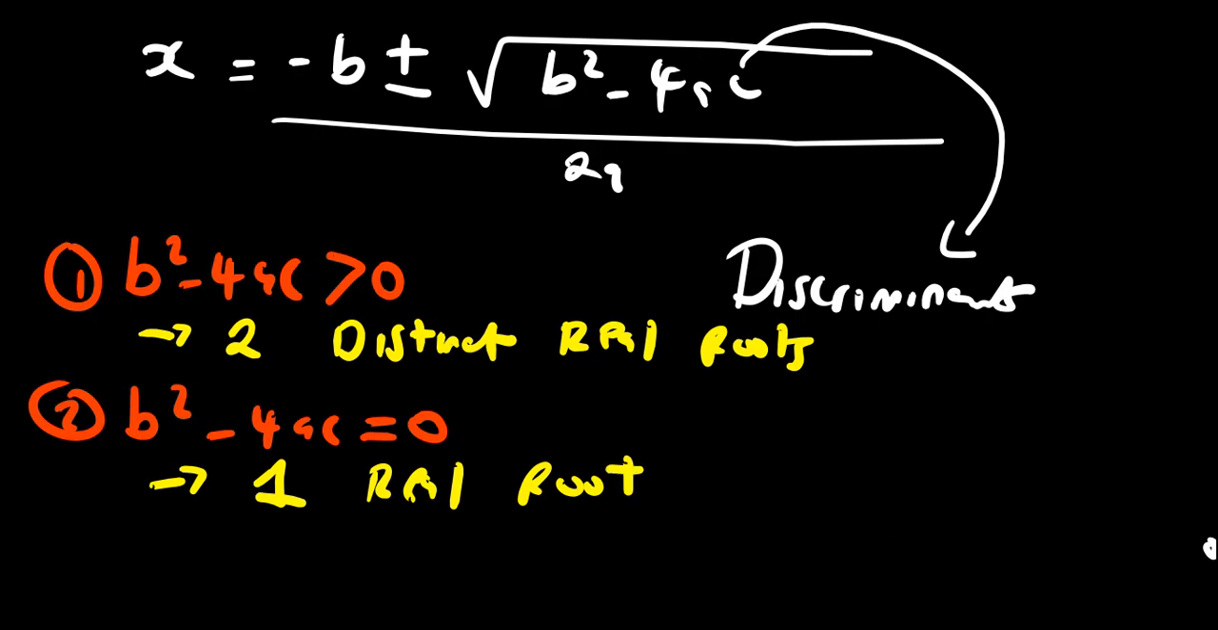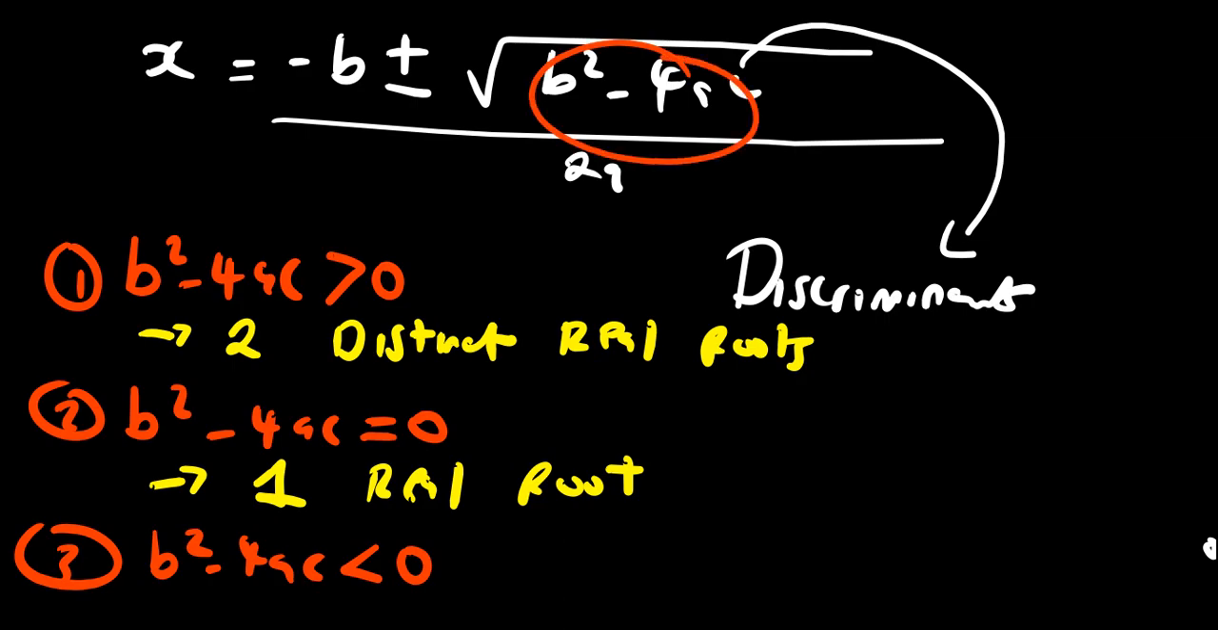Very, very important. Then another thing that you need to know is that when your discriminant b squared minus 4ac is less than 0, we're talking about negative numbers, right? And when you have a negative number in the root, what are you going to have? You are going to have a complex number. The square root of a negative number is a complex number. So in this case, you're going to have two complex roots.